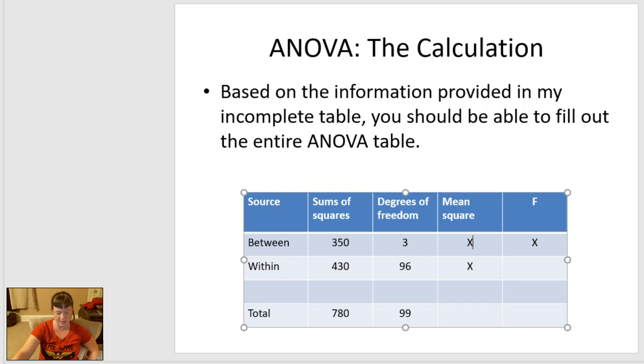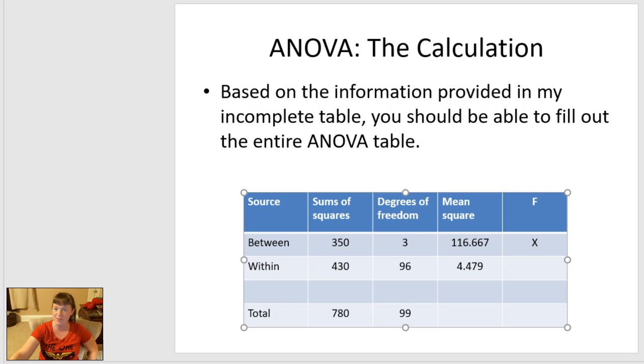And then watch me do this. 350 divided by 3 is 116.66667. And 430 divided by 96 is 4.479. Now, so my mean square between is 116.667, and my mean square within is 4.479, 430 divided by 96.